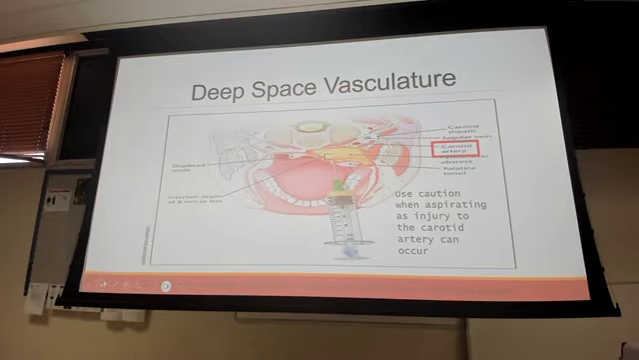This is just a depiction of the deep vascular space. So we have risk factors associated with performing these procedures. Biggest thing, that carotid artery and also that jugular vein in relationship to a peritonsillar abscess. So we want to make sure that we don't penetrate too deep within that abscess and penetrate an artery or a vein.